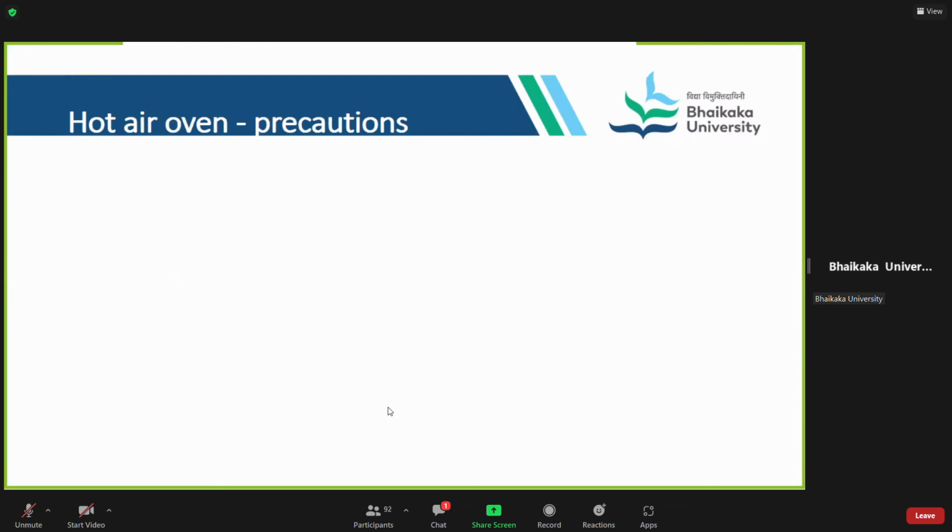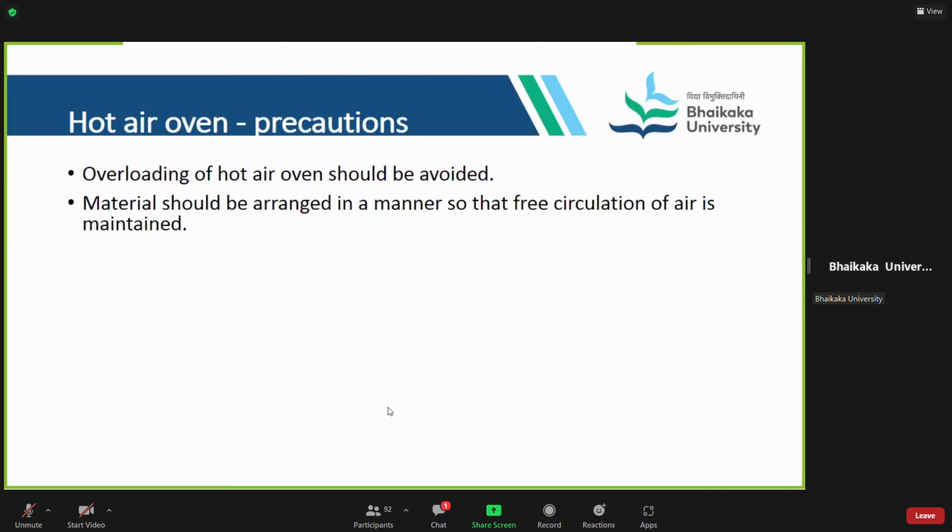Certain precautions that you need to take. Any instrument must not be overloaded because the circulation of heat is going to be compromised and that will result in compromise of your process. Material should not be arranged in such a manner that you stack one over another. Each item has to be kept separately on the platforms inside, so that free circulation of air is ensured. And as we said, this is a dry heat, so you have to avoid the presence of moisture. So ensure that all your items are completely dry.